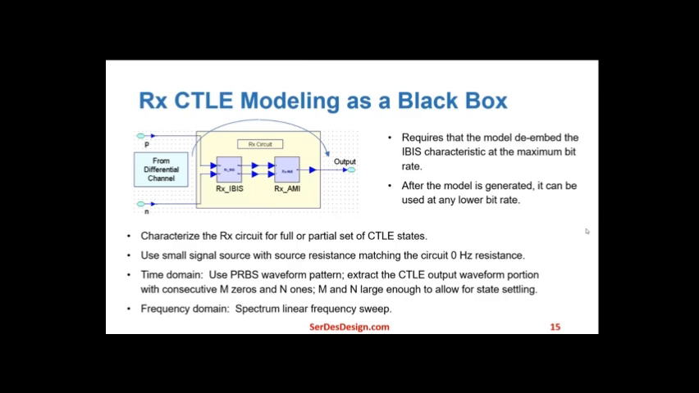So waveforms or spectrums are collected with a matching 0 hertz source resistance. This approach requires de-embedding the IBIS characteristics from each of the waveforms. This de-embedding is performed automatically in the model during simulation for the specific symbol rate and samples per symbol used.